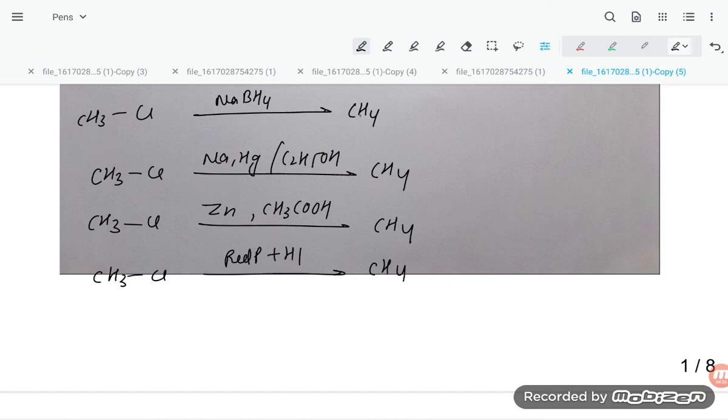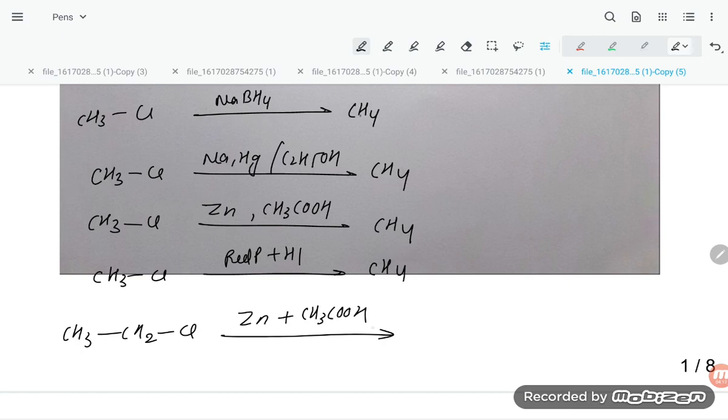If you have two carbons, CH3CH2Cl, and you treat it with any reagent, suppose I take Zn plus acetic acid, here you are going to get CH3CH3 plus HCl. This is our product, right? So dear students, this way we can easily understand the preparation of alkane by the reduction of alkyl halide.